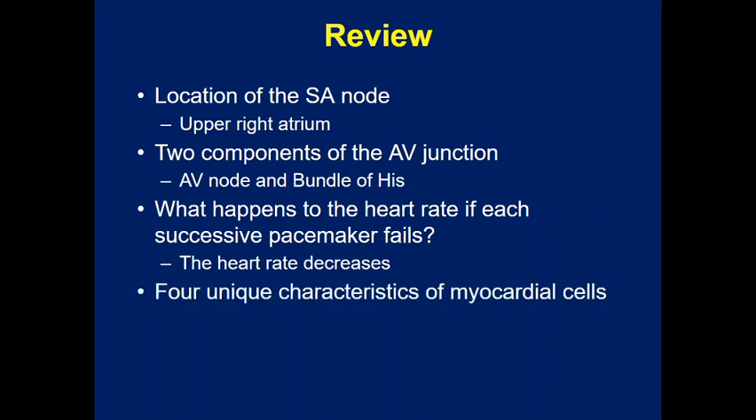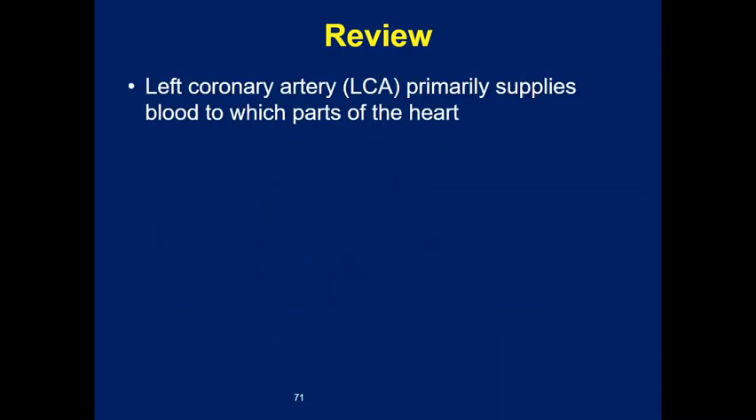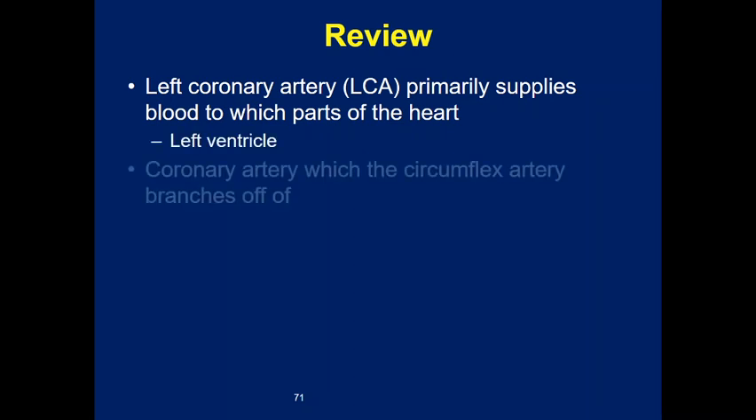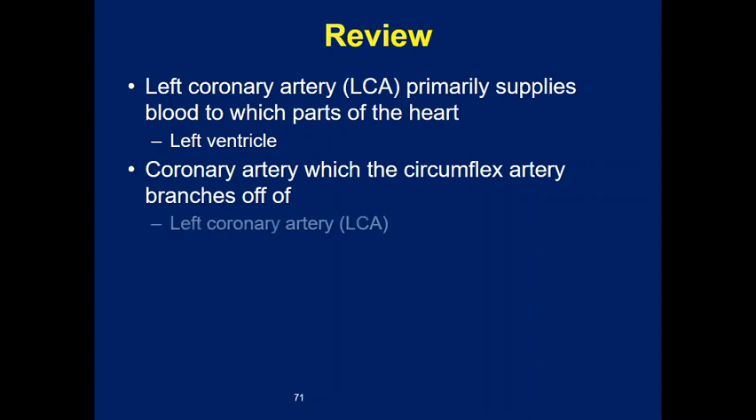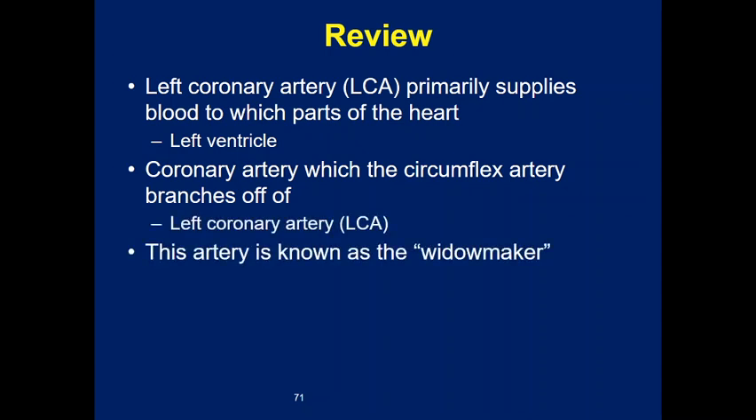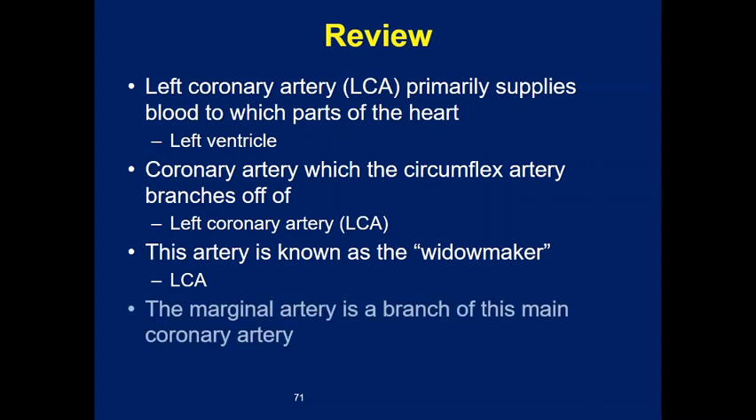The four unique characteristics, I don't even know if I can remember this. They're excitable, contractile. That's all I got, right? No, what else is there? They're automatic and conductive. That makes sense. The left main stem supplies blood to what? The left coronary artery and the circ come off of the left main. The widowmaker is called the left main, LCA. The marginal is off of the right.